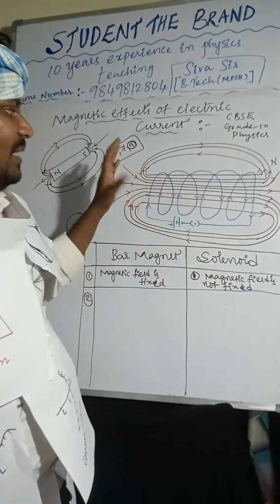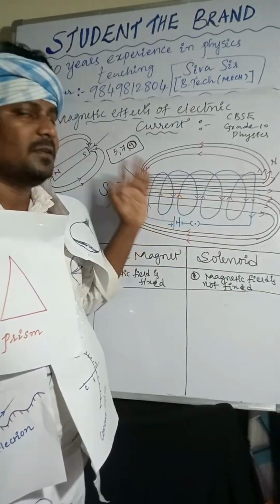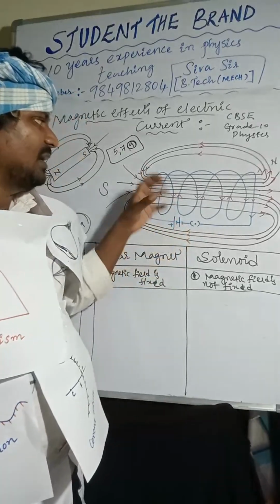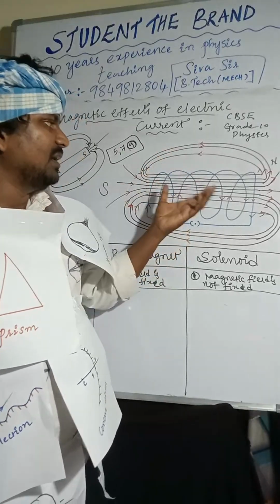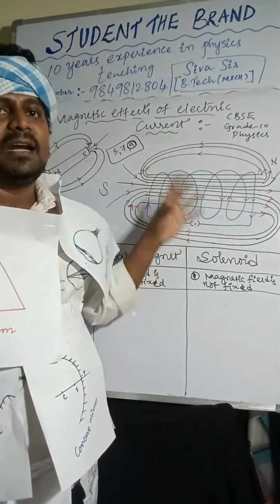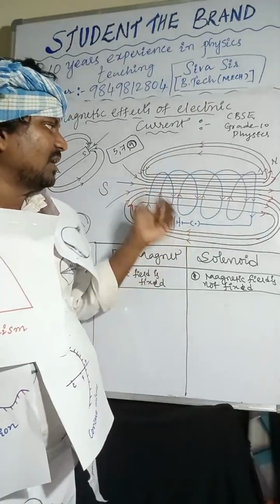So the solenoid's magnetic field depends on the strength of the current and the number of turns. It depends on the strength of current and number of turns.